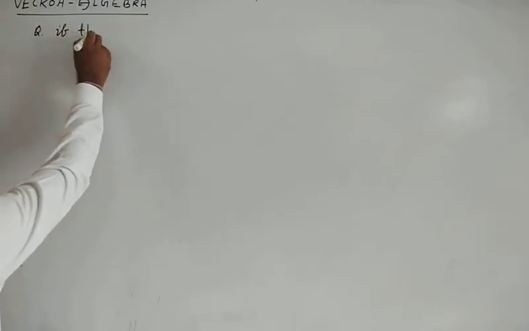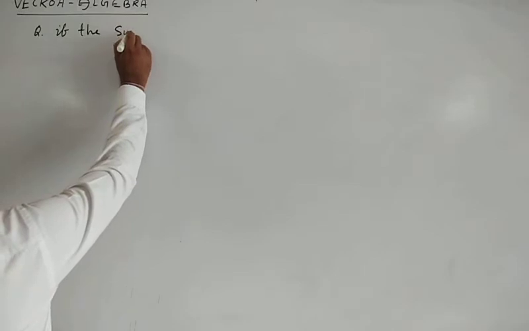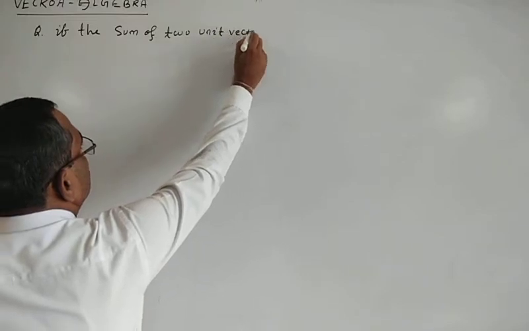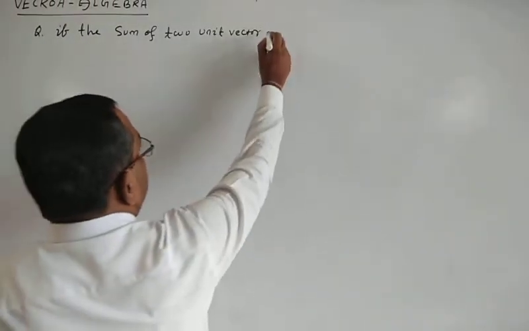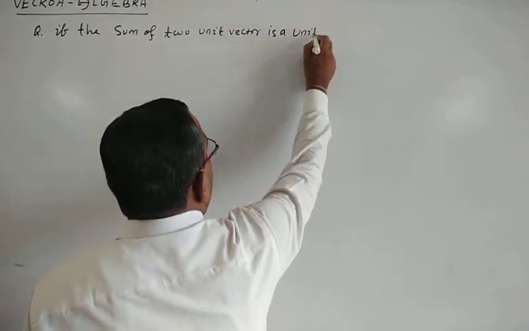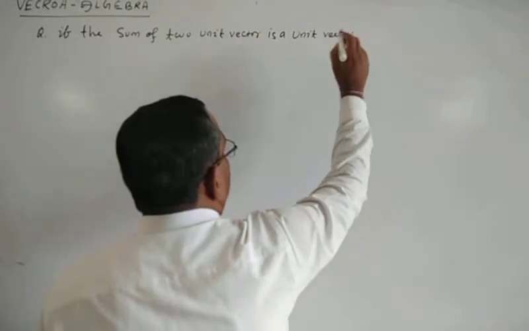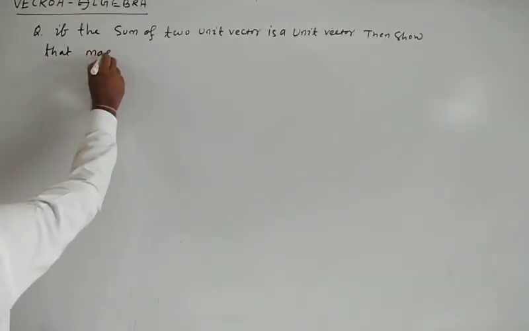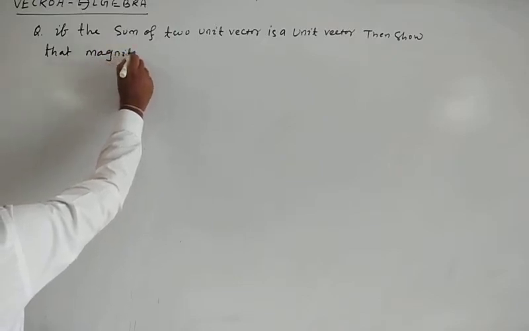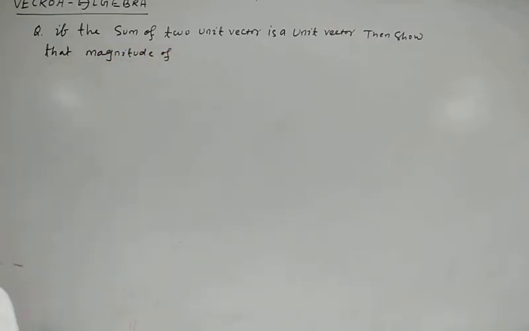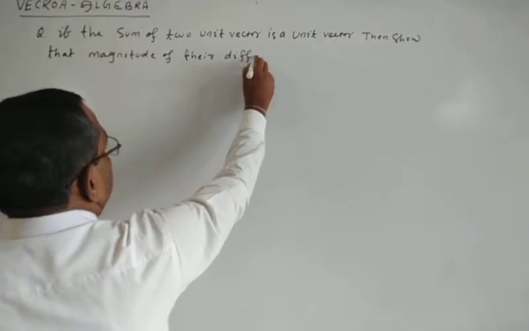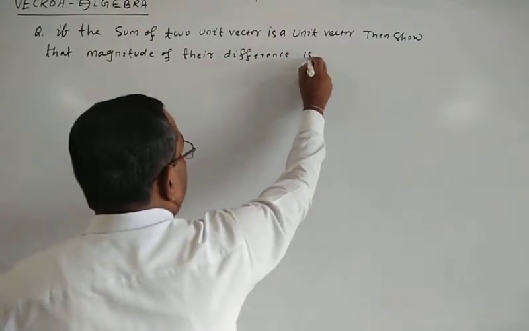If the sum of two unit vectors is a unit vector, then show that the magnitude of their difference is root 3.